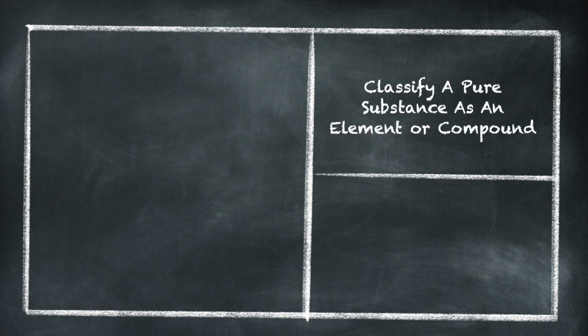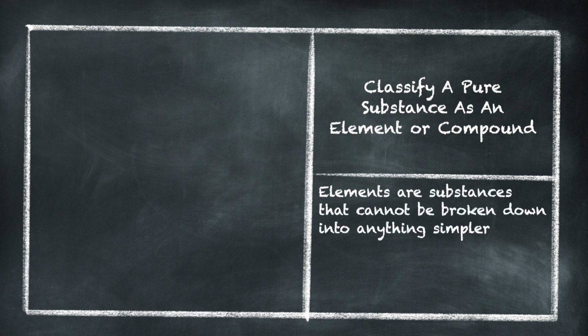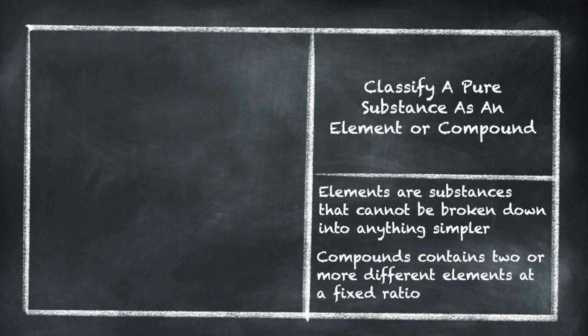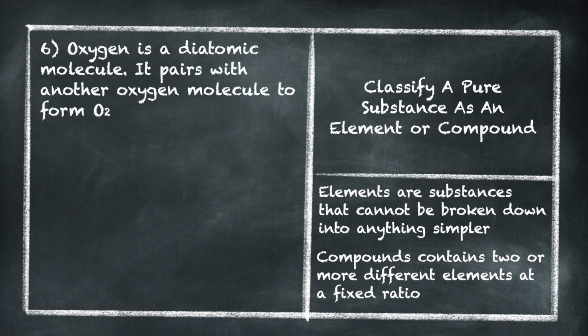Now the next 5 substances that we are going to be dealing with look at pure substances, and we are going to be classifying these pure substances as either elements or compounds. Remember, an element is a substance that cannot be broken down to anything simpler, while a compound is a substance that contains 2 or more different elements at a fixed ratio. So, substance 6. Oxygen is a diatomic molecule, meaning that it cannot exist by itself as a single molecule. It must pair with another oxygen molecule to form O2. O2 is an example of what type of pure substance?